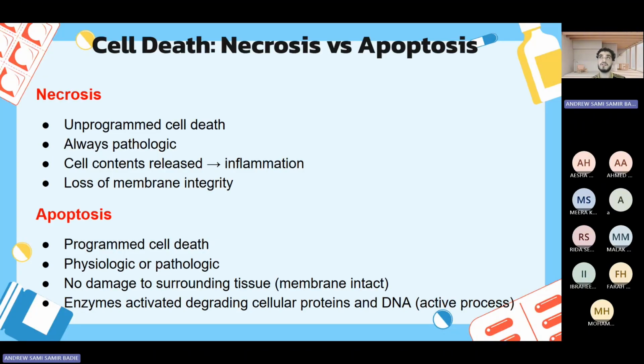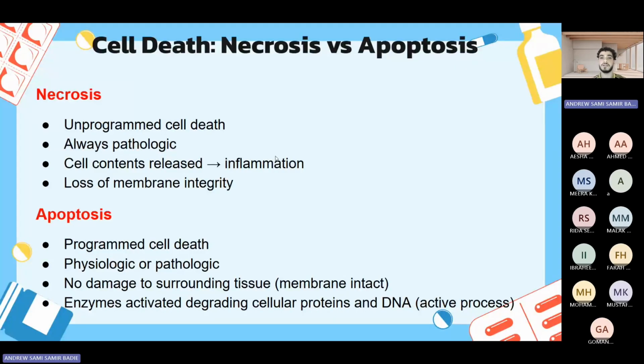Apoptosis is programmed, so this is something that the body initiates. It can be physiologic or pathologic. And usually we have no damage to the surrounding tissue. This is opposite of necrosis because the membrane itself is intact, so the contents of the cell do not spill over. The way apoptosis works is that enzymes are activated and they degrade the cellular proteins and DNA, which is an active process. The enzymes actually break down the cellular contents.